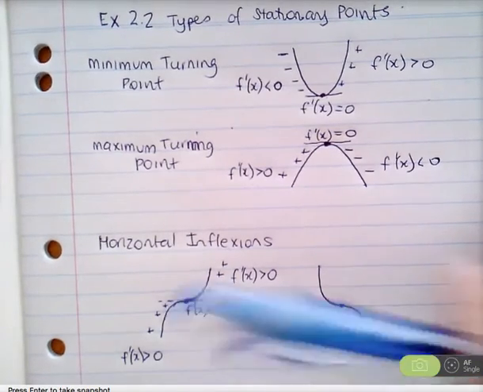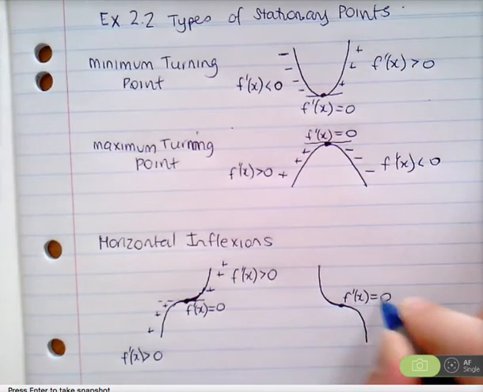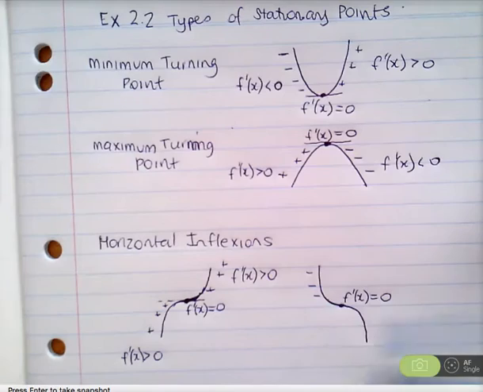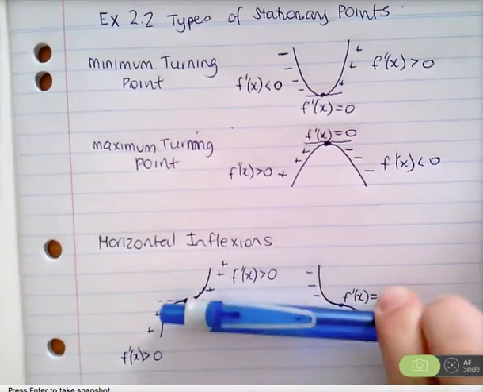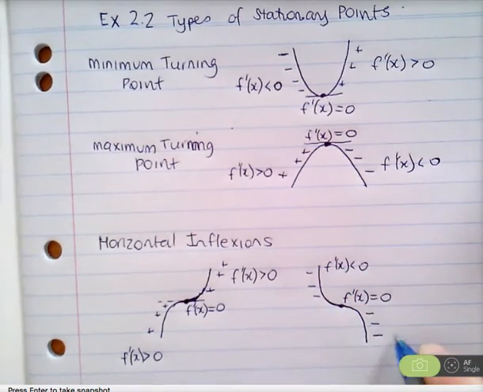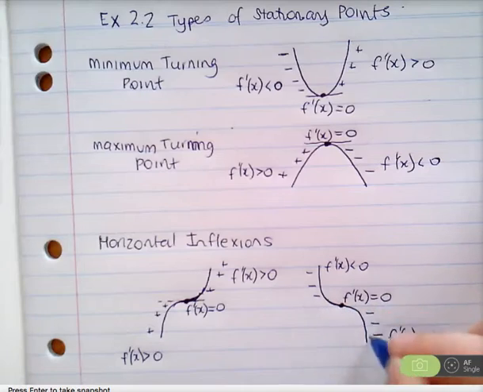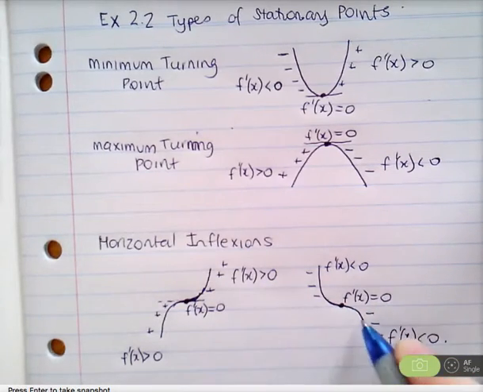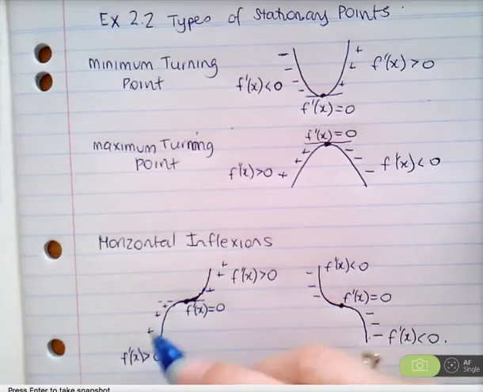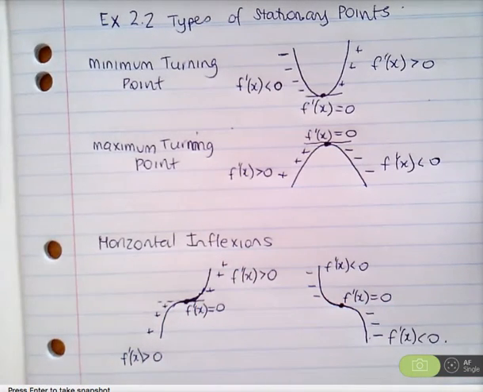So here, gradient of tangent to curve is 0. However, down here, I've got a negative gradient, and down here, I've also got a negative gradient. So if you've got negative gradient, 0 gradient, negative gradient, so f dash x is less than 0 there, and here f dash x is less than 0. Okay, so if you've got negative gradient, 0 gradient, negative gradient, you've got a horizontal inflection. Also, if you've got positive gradient, 0 gradient, positive gradient, you've also got a horizontal inflection.